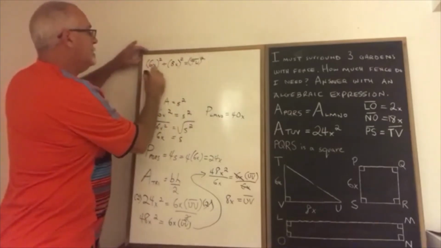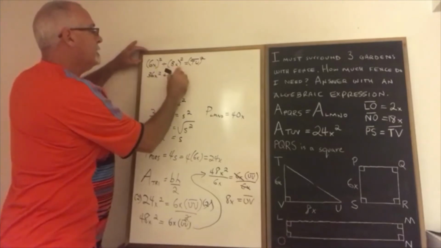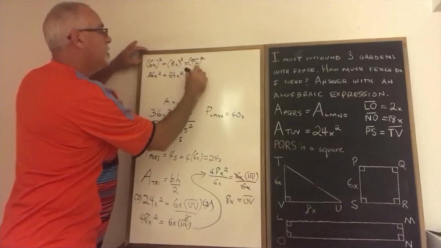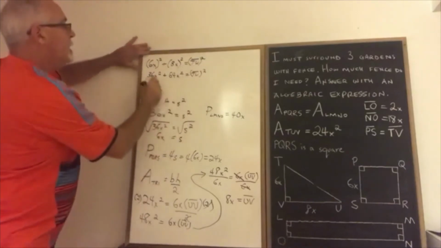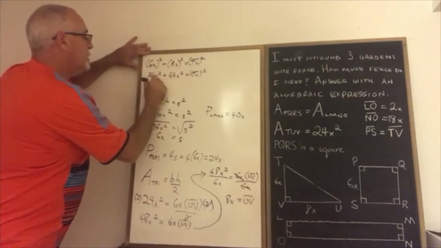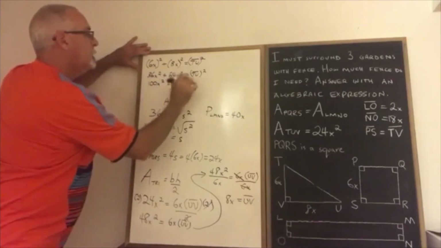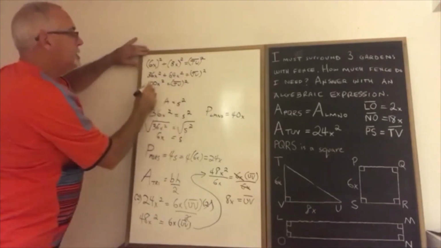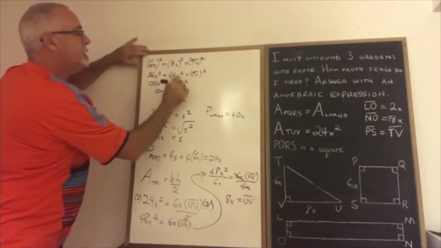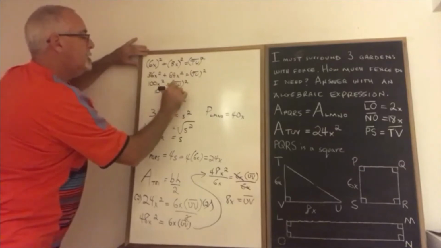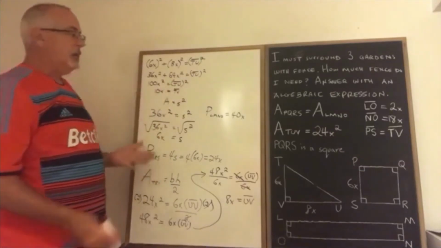6x squared is 36x squared. 8x squared is 64x squared. These add together to give 100x squared. Now I square root both sides. The square root of 100x squared is 10x, and the square root of this is TU. So we have found that side TU is 10x units in length.